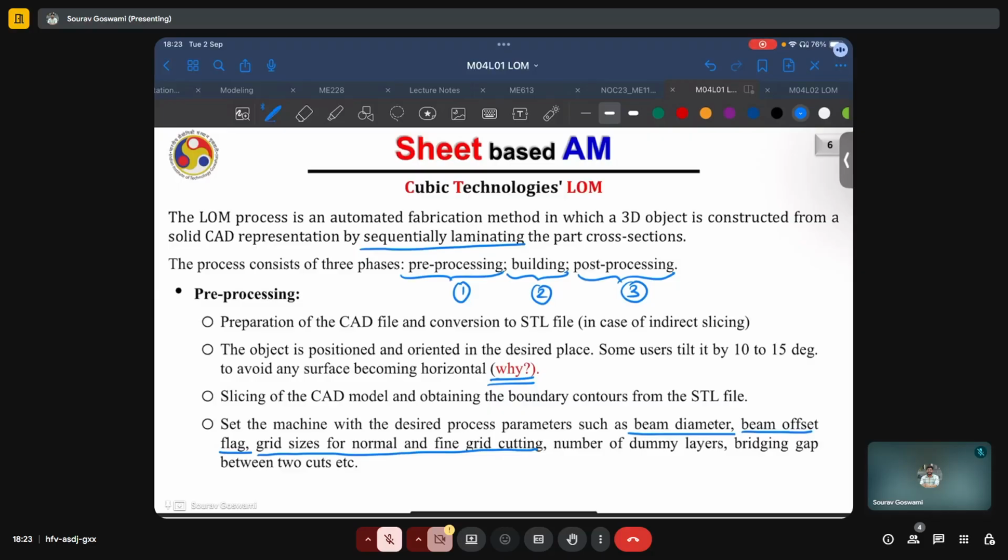The number of dummy layers: typically in laminated object manufacturing processes, we would paste a few layers of sheet on the substrate, which can act as sacrificial material and ensure good adhesion of the successive layers. In the case of, say, fused deposition modeling, as some of us might have already seen, even your typical stationery glue or Fevigum is pasted on the build plate to ensure that the first layer adheres and sticks well, bridging gaps between the two builds and so on.